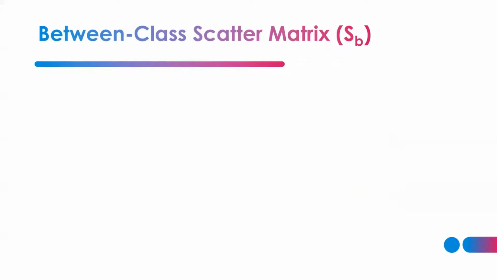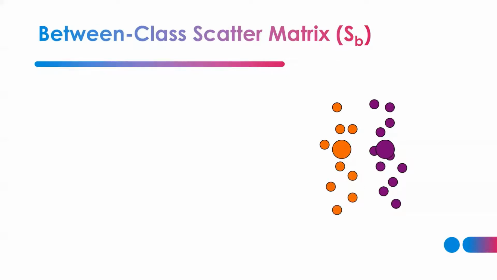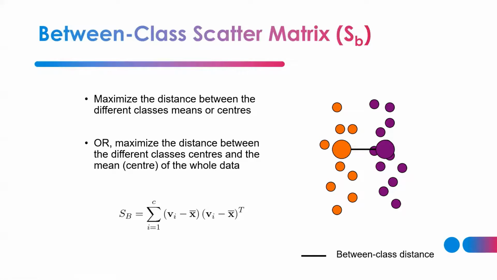To form the between class scatter matrix, as the name implies, it says between class. So what I need to do is look at the average of each one of these classes, and try to maximize the difference between these averages and the global average. Or alternatively, you can form the between class scatter matrix by simply keeping the centers or averages of the different classes away from each other.